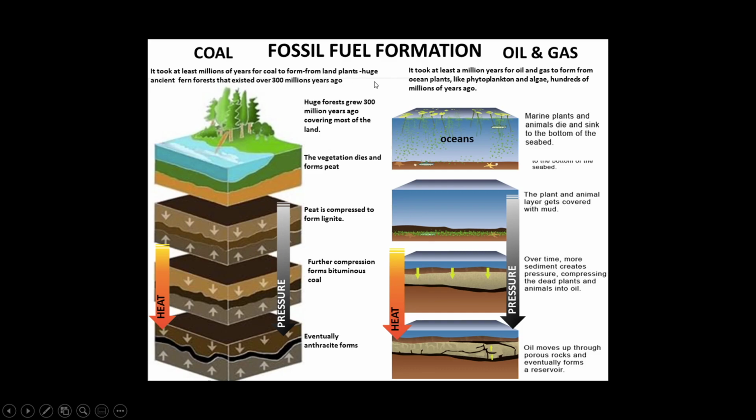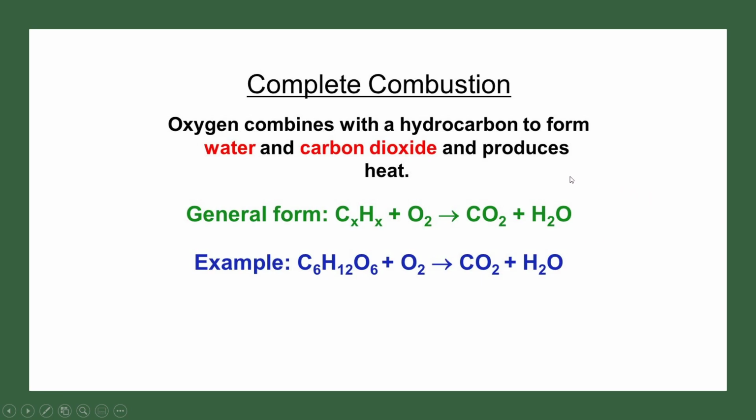So this just shows you the idea of oil versus gas and their formations. For the most part, coal is formed from forests that were on land and eventually compressed after they died, and oil and gas were more formed from marine life that was then compressed underneath the ocean in the huge amount of pressure of the ocean water along with the sedimentation. Now, when we talk about combusting fossil fuels, we look at complete combustion versus incomplete combustion.